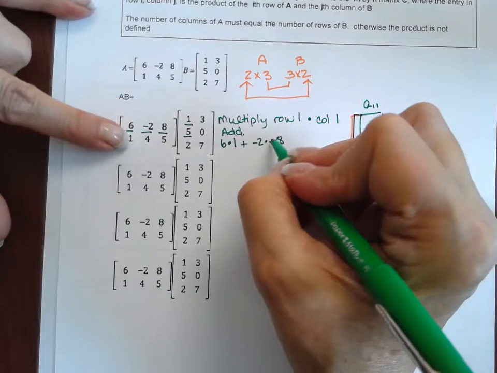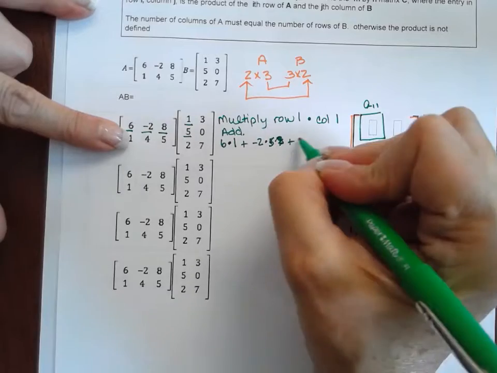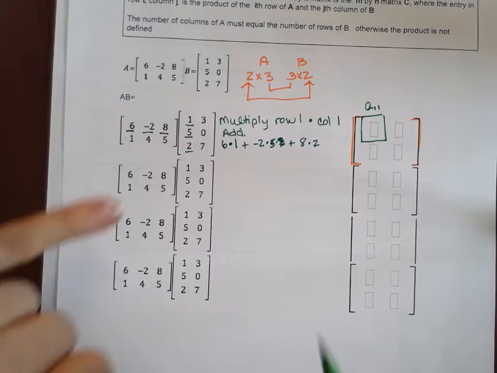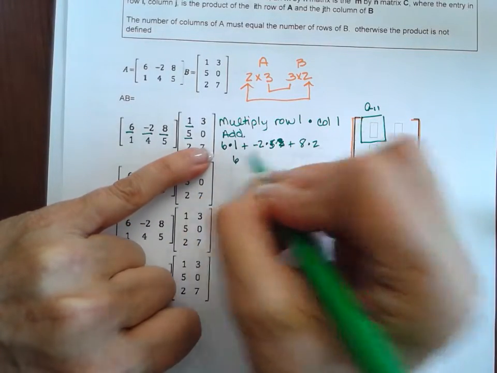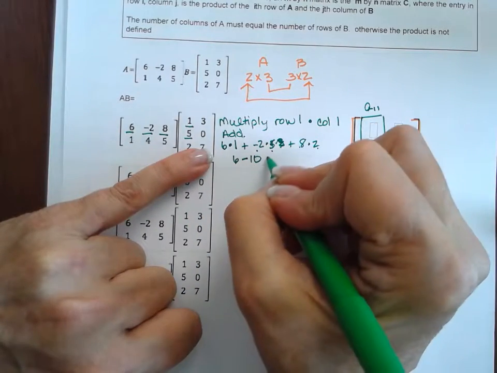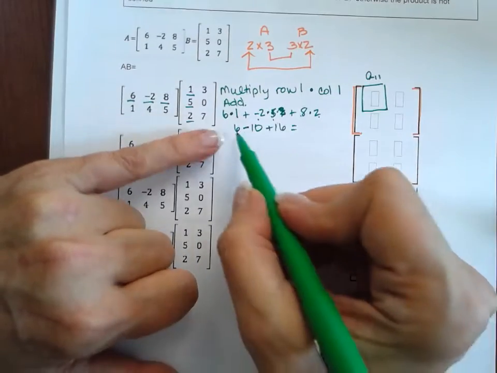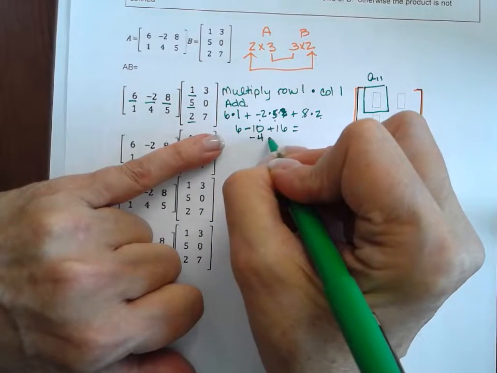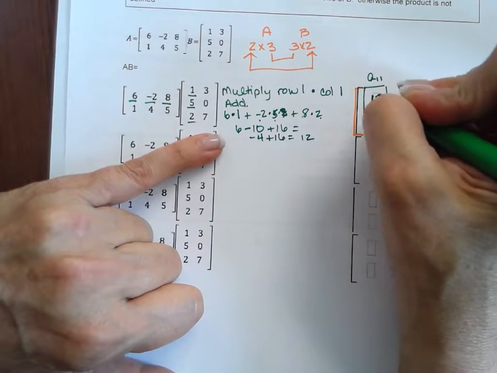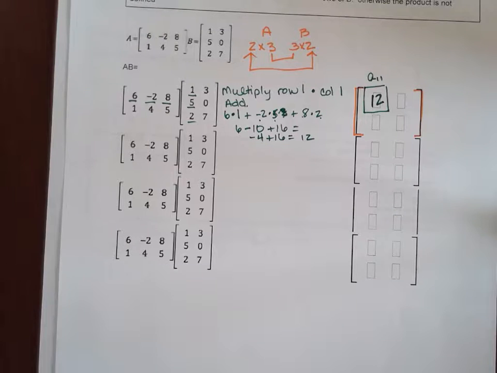Then I have 8. Oops. Oh, wait a minute. I forgot my 5. I have 8 times 2. So 6 times 1 is 6. -2 times 5 is -10. 8 times 2 is 16. And so when I add all those up, I get -4 plus 16. So the result for that one is going to be 12. Does that make sense?